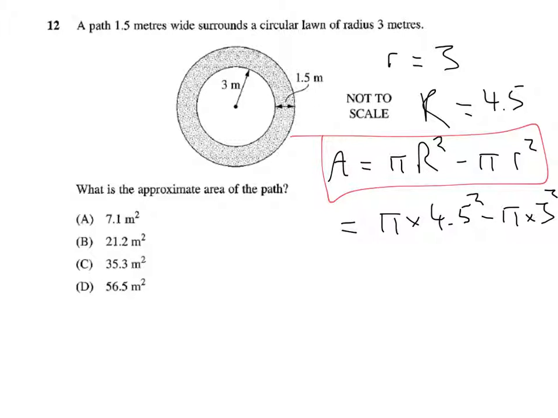Okay, so we probably need to get our calculators out, and I'll just do that. Okay, it is 35.3429. The closest answer to that, of course, is C. Alright, that was easy. Let's see how the next one treats us.